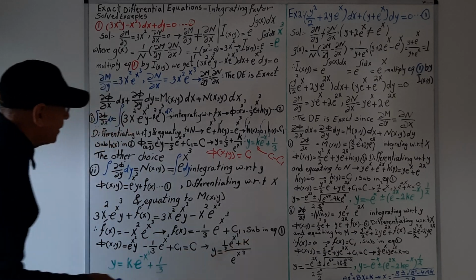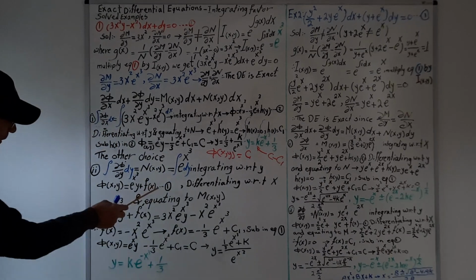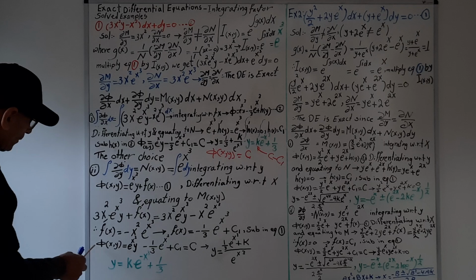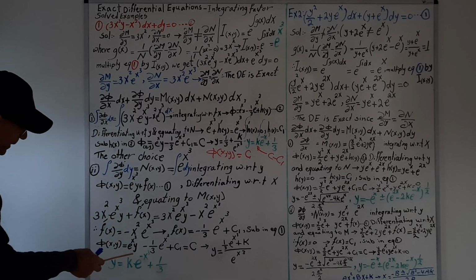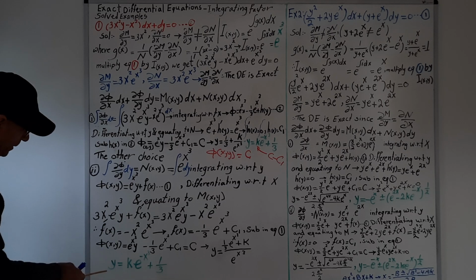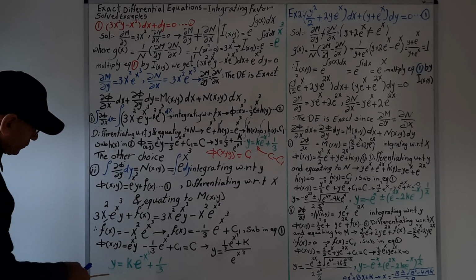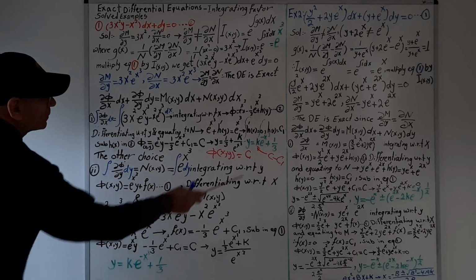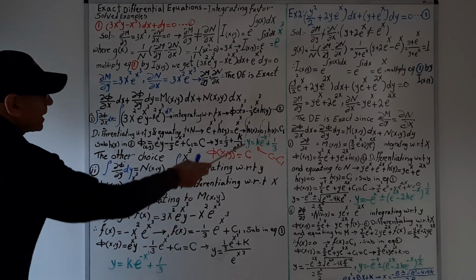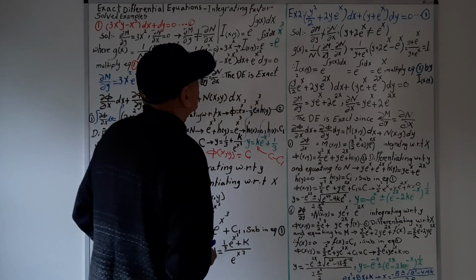Substituting in equation 1 here in this equation, so here our phi of x and y equals this, then from this we find y equals this. So this is the answer, the same as the last one. The second example.